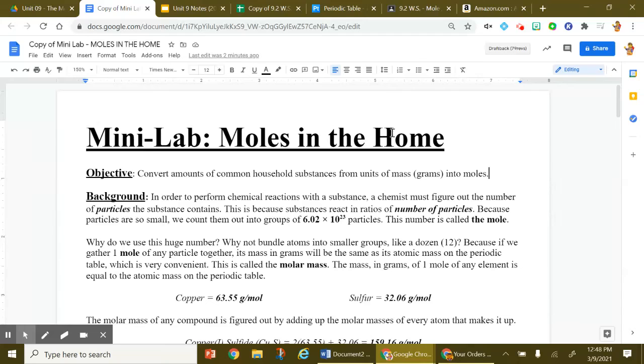Guys, this is Mr. Gucci here with your lab activity for the day, which is a mini lab called Moles in the Home. All right.